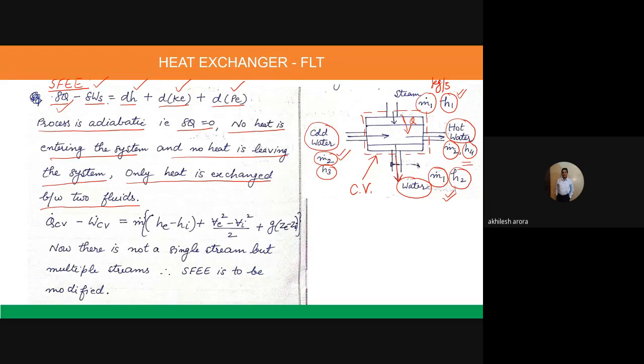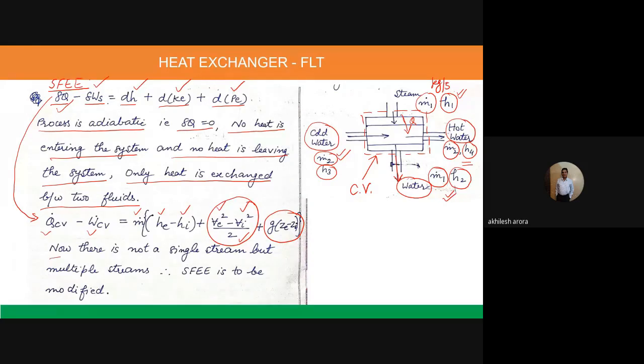Then when I integrate this equation, I multiply by the mass flow rate and integrate, I get qcv minus wcv. This equation we have also written earlier. m dot times (he minus hi) plus (ve square minus vi square) divided by 2. This is the kinetic energy term, and this is the potential energy term, g times (ze minus zi). So I hope up to here it is correct. You can understand it.